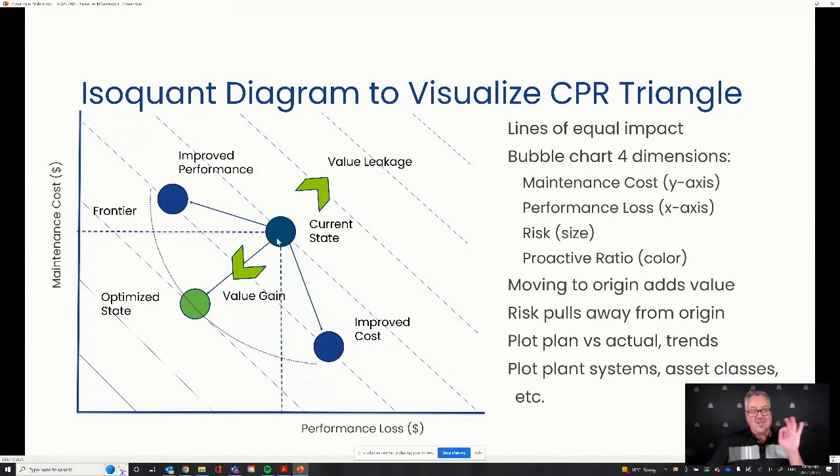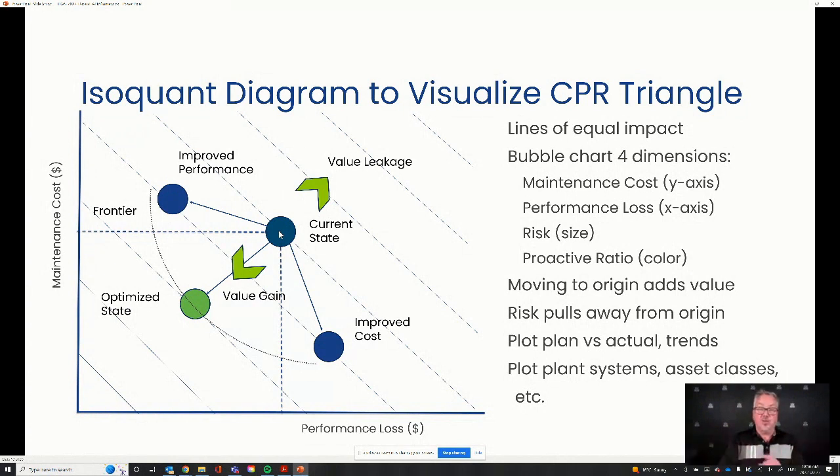So again, these lines are equal impact. So if my engineers, for example, want to spend all this money on the assets, they have to make sure that the juice is worth the squeeze, that the performance improvement is going to more than offset that. So this is where the accountability comes in, right? So if we track that over time, there becomes a path of where this asset's cost, performance loss, and risk go.